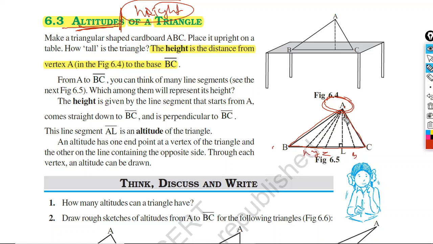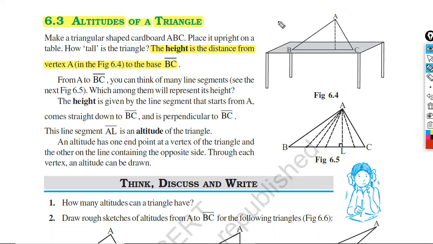AX is one distance, AY is one distance, AZ is a distance, AL is a distance, AM is a distance. But which distance is the shortest distance? The shortest distance will be the perpendicular line from the vertex to the opposite side. So this will be the altitude or the shortest distance. Okay? So we can say AL is the altitude for this triangle ABC.